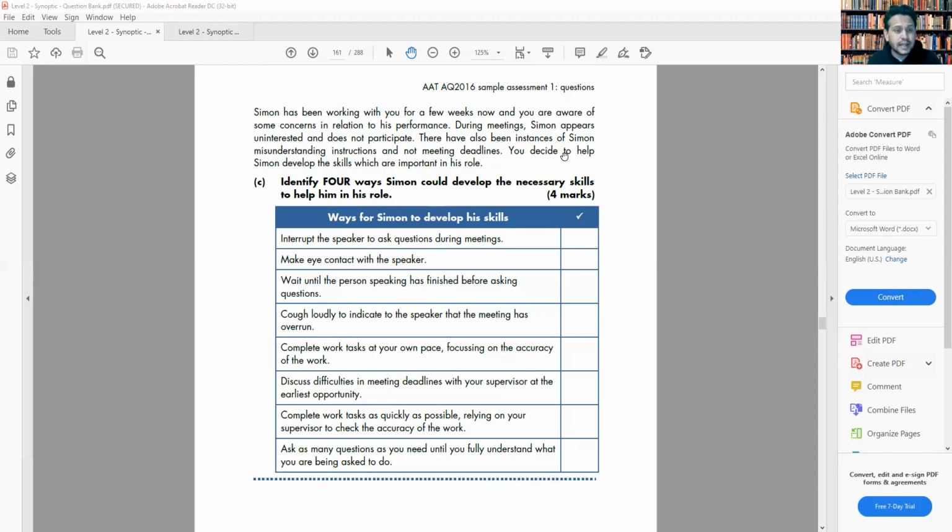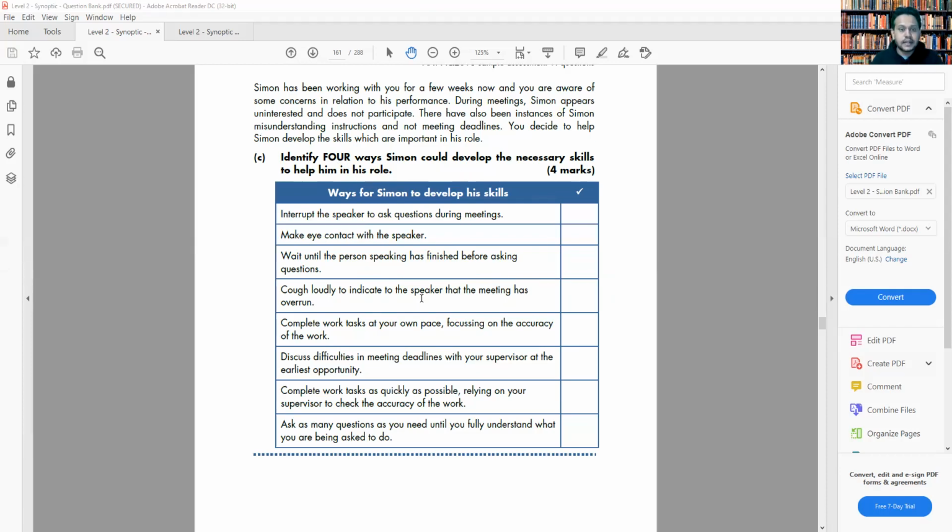You decide to help Simon develop the skills which are important in his role. So basically, he's not learning the way he's supposed to. So you are planning to help him so that he can improve more. Identify four ways Simon could develop the necessary skill to help him in his role. Okay, so let's find the four ways we can help him to develop the skill.